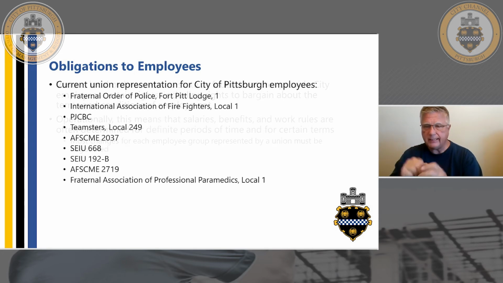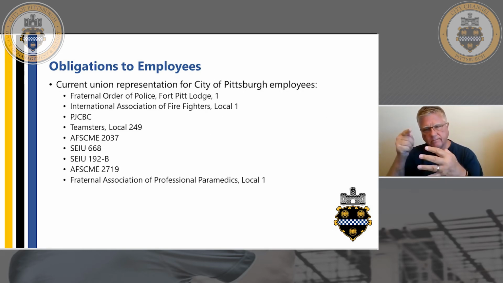And just to go through this list, current union representation for City of Pittsburgh employees are as follows: the Fraternal Order of Police, Fort Pitt Lodge 1, the International Association of Firefighters, Local 1, PJCBC, Teamsters Local 249, AFSCME 2037, SEIU 668, SEIU 192B, AFSCME 2719, and the Fraternal Association of Professional Paramedics, Local 1. So these are 9 groups, and then the 10th would be the group of employees who are not unionized.